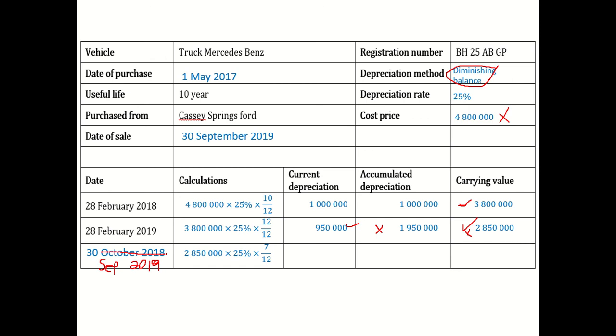That's why I'm going to take the carrying value of 2,850,000 multiplied by 25%, multiplied by 7 over 12, and that will give you 415,625. Accumulated depreciation will be 1,950,000 plus 415,625, and then it will give me 2,365,625. My carrying value, I will simply take 4,800,000 minus 2,365,625, and then it will give me my carrying value of 2,434,375.